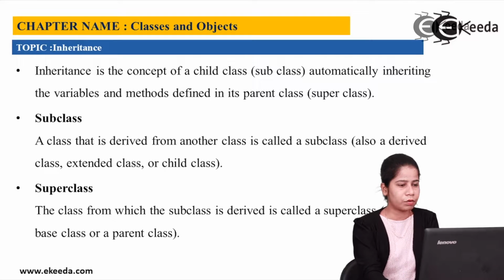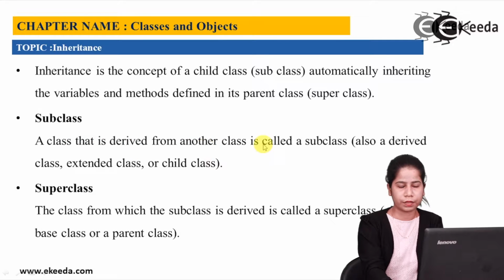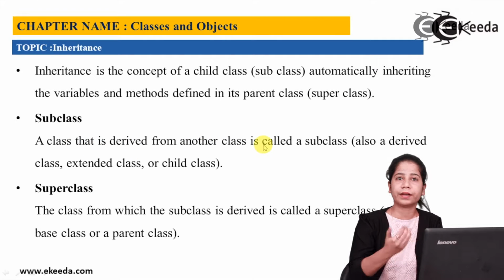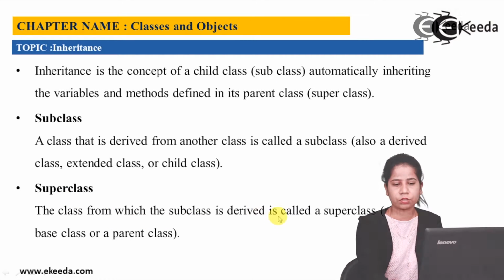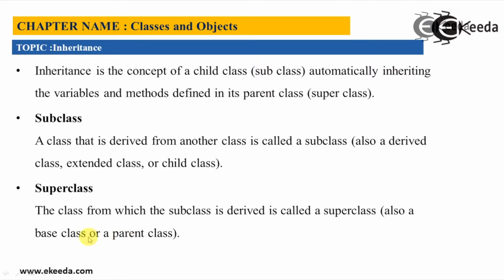So what is a subclass? A class that is derived from some other class is a subclass or a child class. It is also known as a derived class, extended class or child class. Then we have the superclass or parent class. It is the class from which a subclass is derived, which is called a superclass, also known as base class and parent class. Base and derived, parent and child, and super and sub. These are the terms.